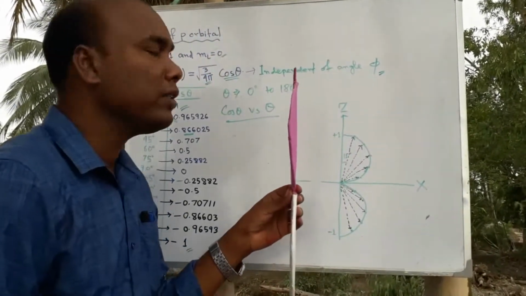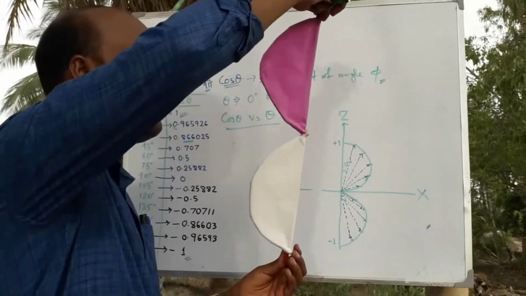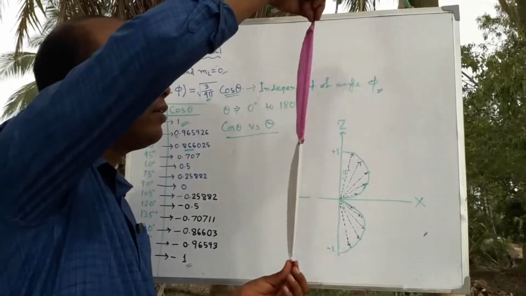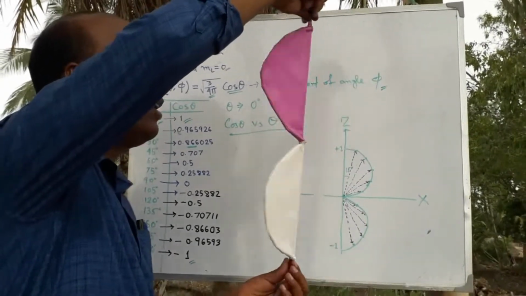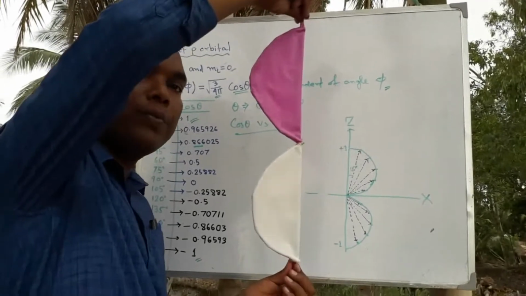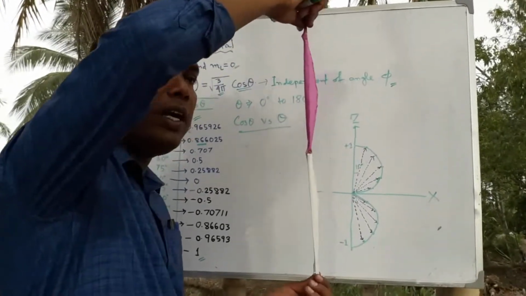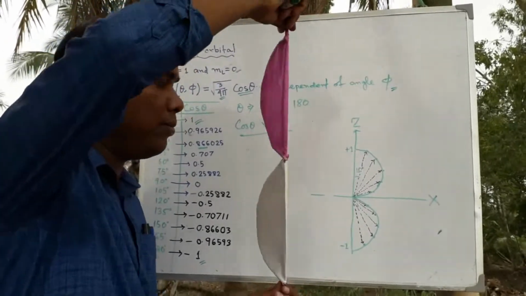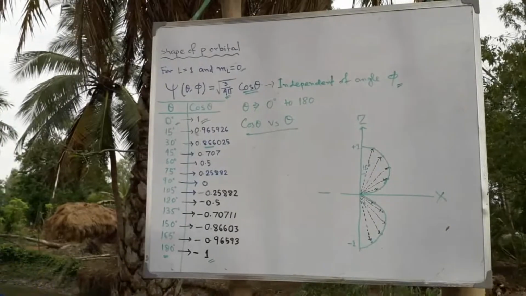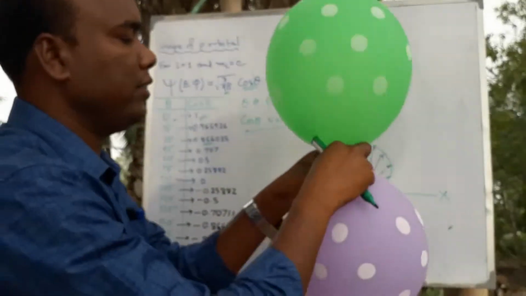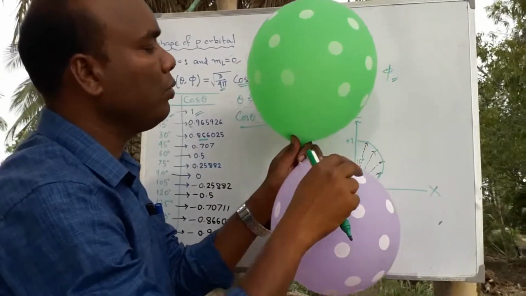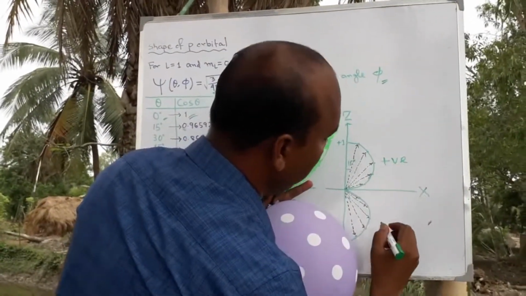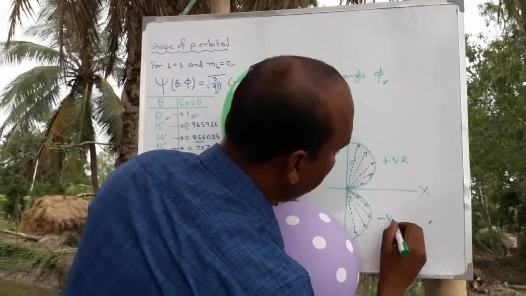So overall the shape of this orbital will be like this. That is, at all direction the shape will be like this, and finally you will get the shape of that orbital in the three-dimensional space, and it looks like a dumbbell shape. This is your dumbbell. You see here, this part is positive part and this part is negative part.